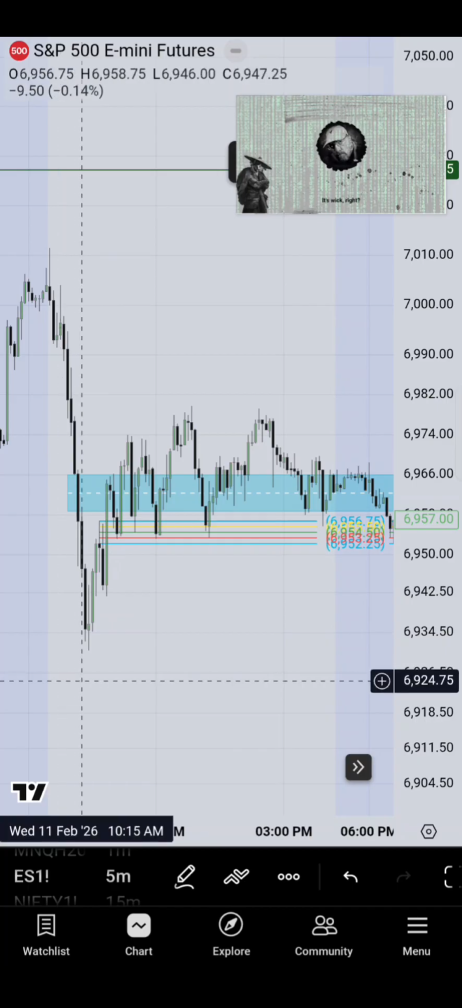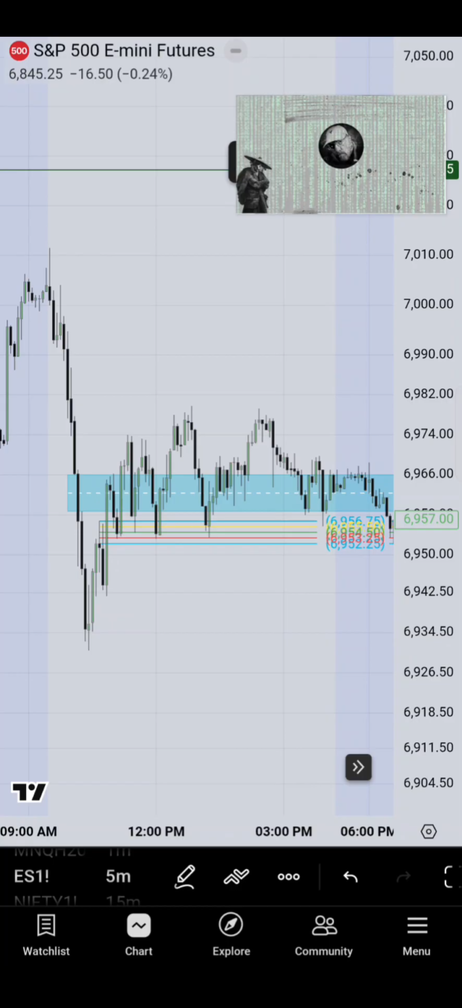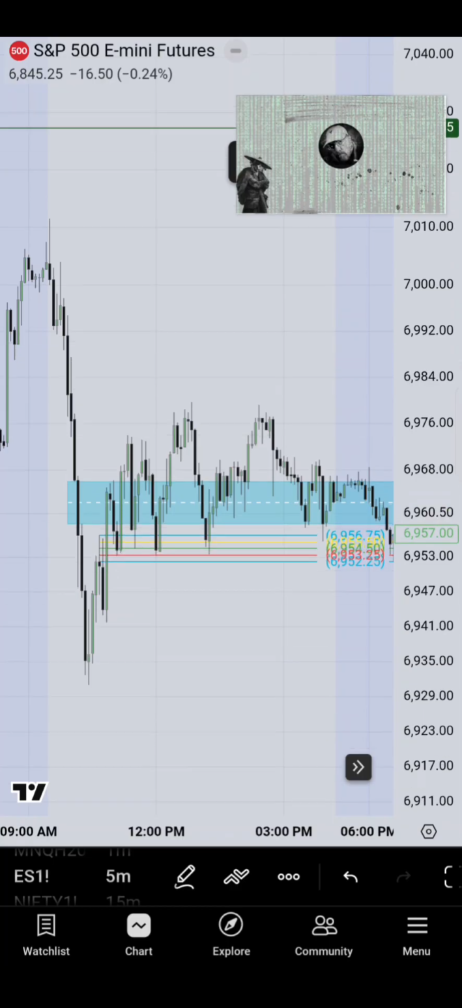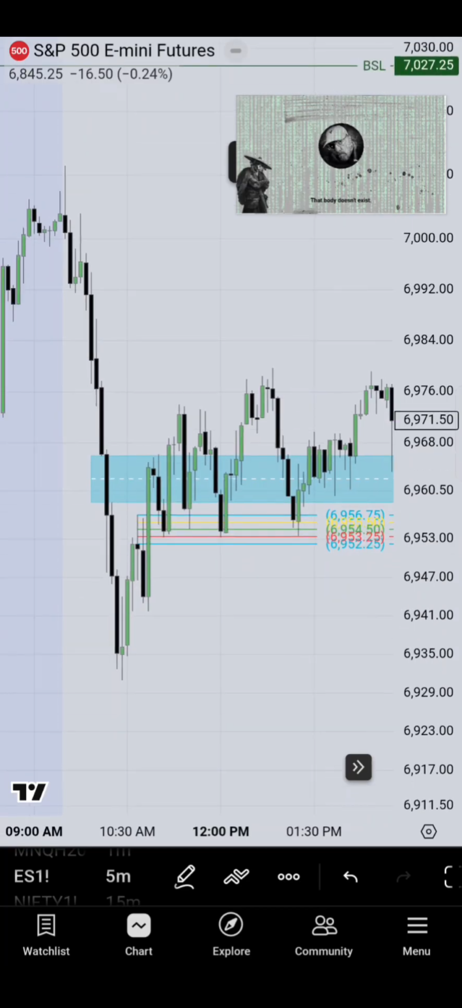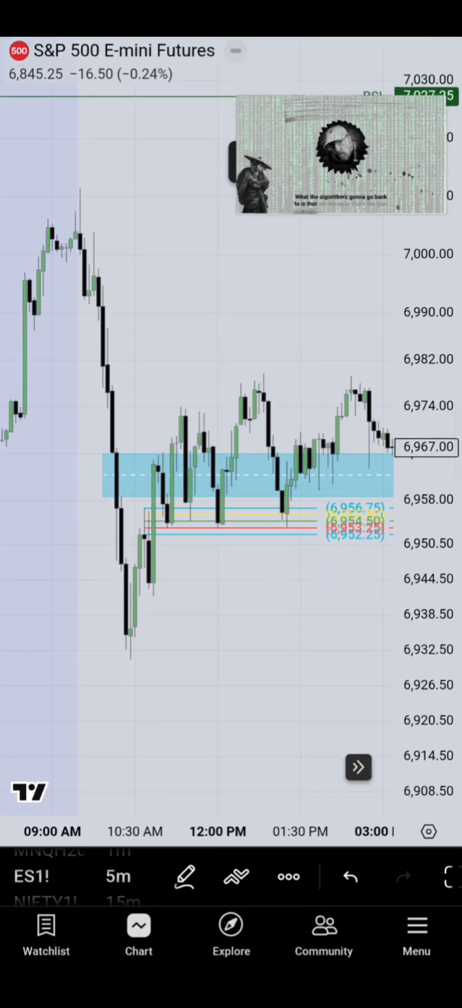Its wick, right? So what did I teach you a wick is? Gap inefficiency. Right. So cancel the candlestick to the right of it. That body doesn't exist. What the algorithm is going to go back to is that wick because that's the gap.